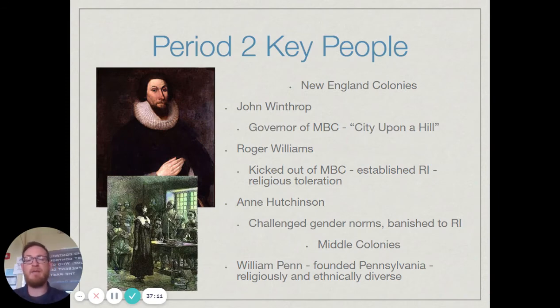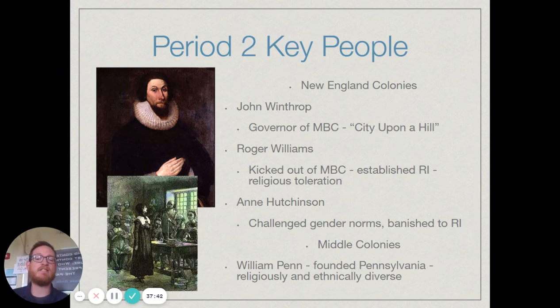Period 2, key people in the New England colonies, you would have John Winthrop. He would be the governor of the Massachusetts Bay Colony, and he would be the one, again, who very much promoted the idea that the New England colonies, and specifically these new English colonies, were to be a city upon a hill. Again, that is a reference to the Bible and the New Testament, Jesus talking about people being a city upon a hill and how they should be an area that is looked upon by the world and held to a higher standard.